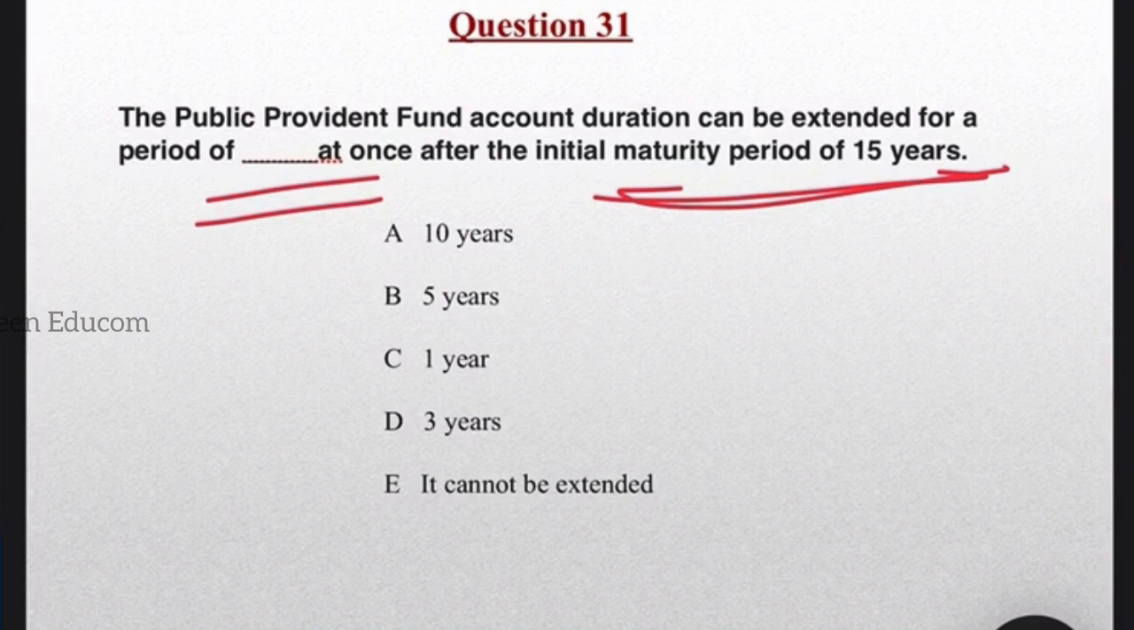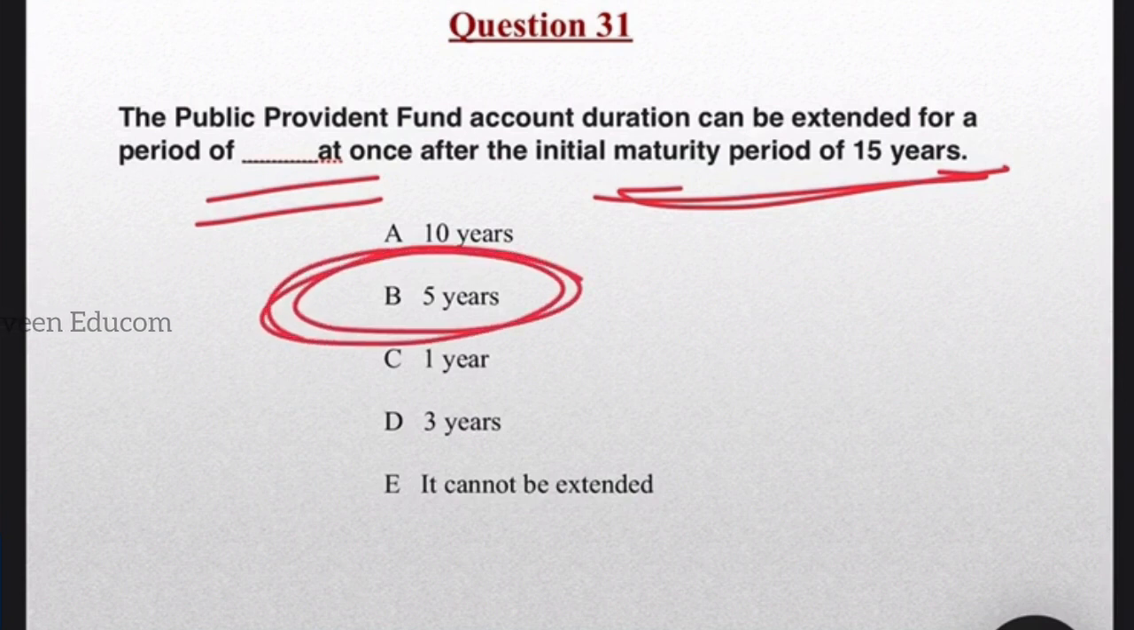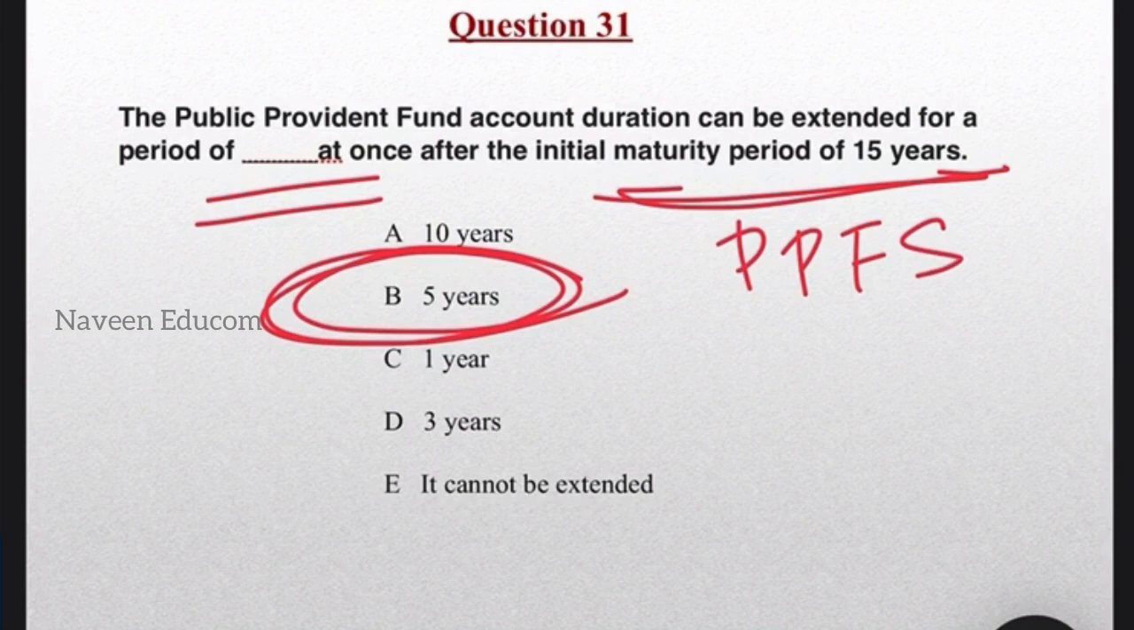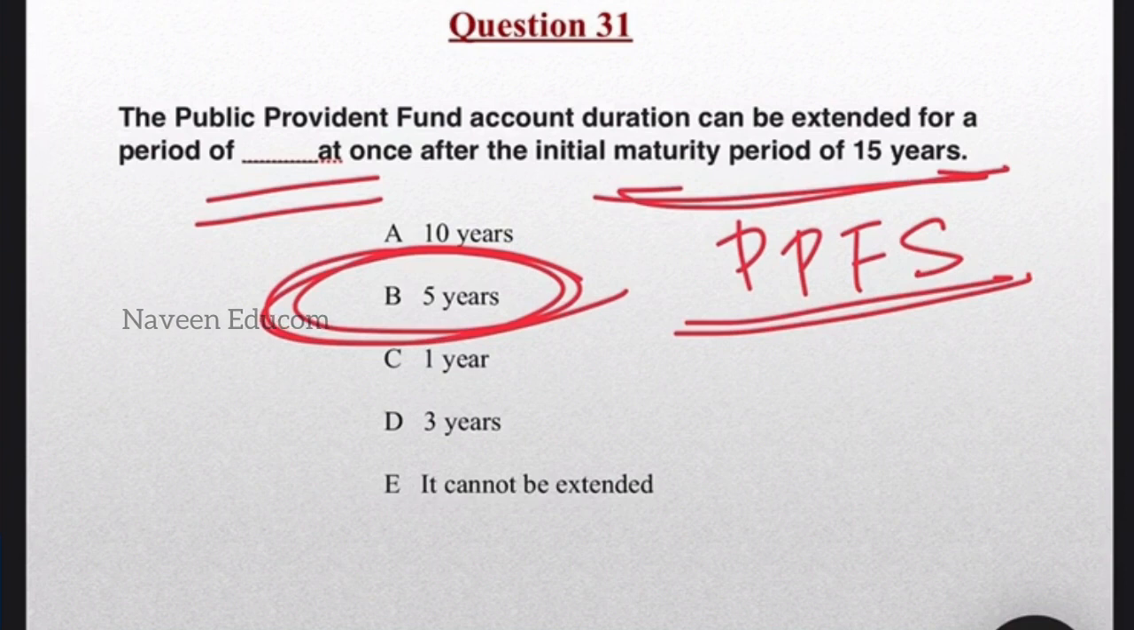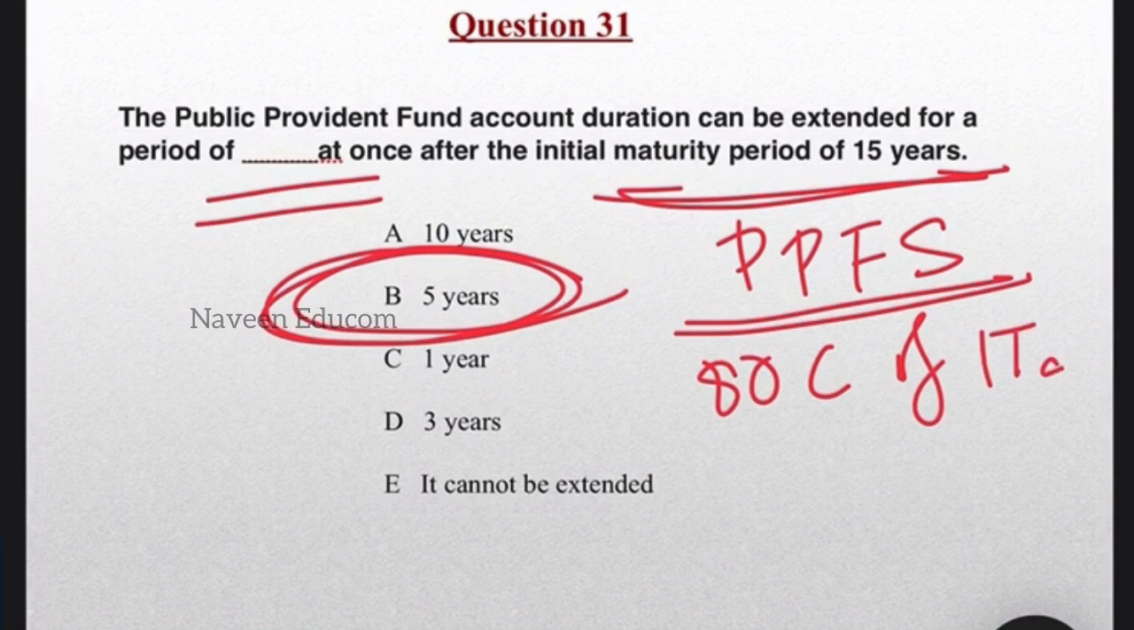So what's the answer? Students, it is option B, 5 years. So the Public Provident Fund Scheme, we will call it PPFS, okay? Public Provident Fund Scheme is a very popular scheme of the government that provides tax benefit under section 80C of the IT Act 1961.